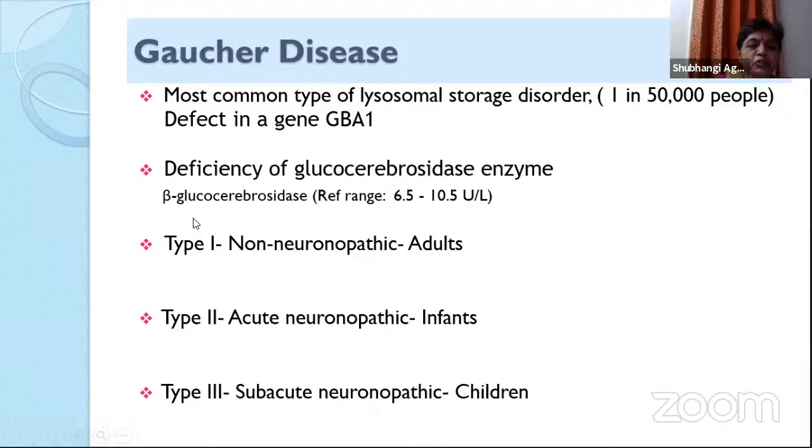The types which you have are type 1, type 2, and type 3. The type 1 is a non-neuronopathic disease which is commonly seen in adults without neuronal symptoms. That's why the patient is able to survive till adulthood. Acute neuronopathic type is commonly seen in infants, so usually death occurs during the infantile period. These patients are not able to survive long. And type 3 is subacute neuronopathic, that is commonly seen in children and adolescents.